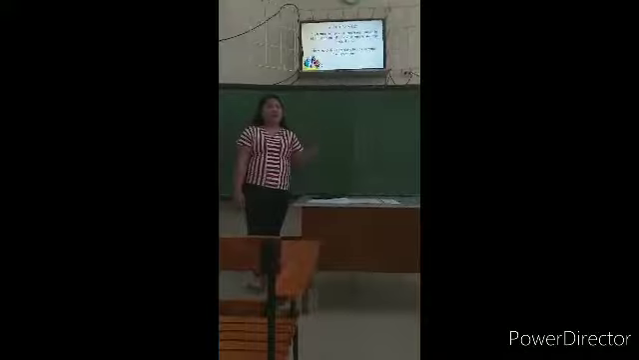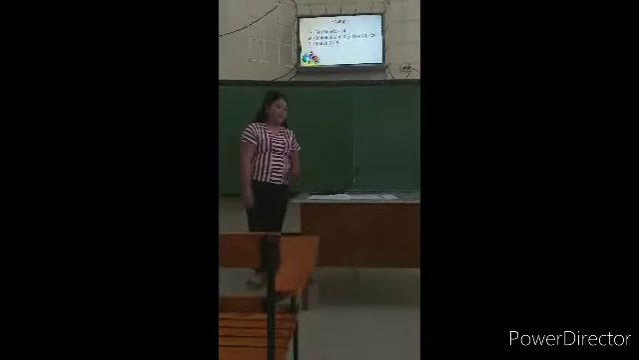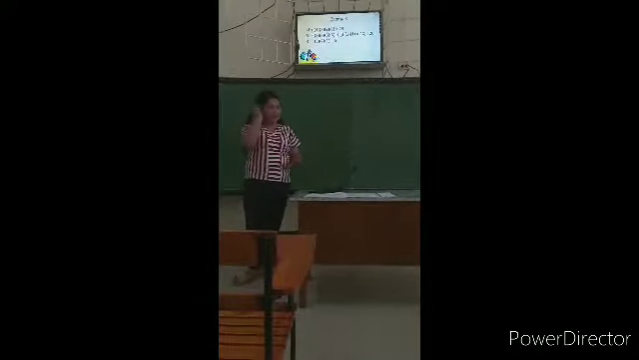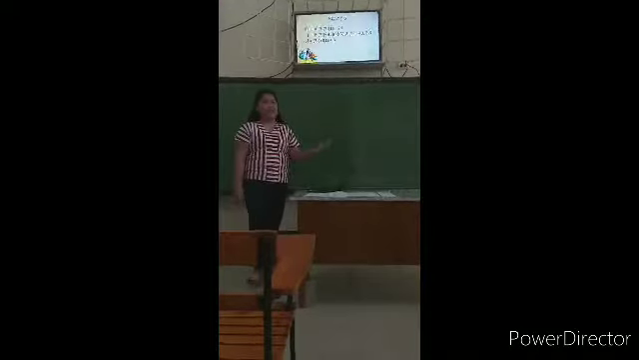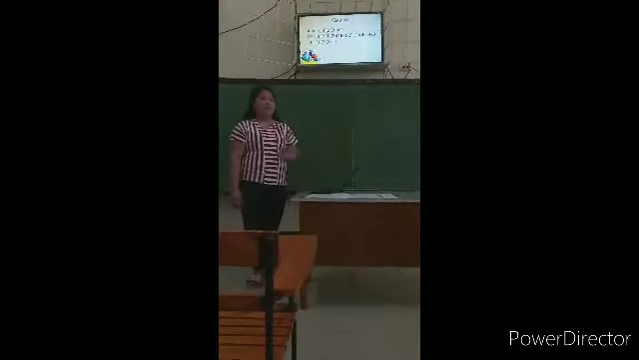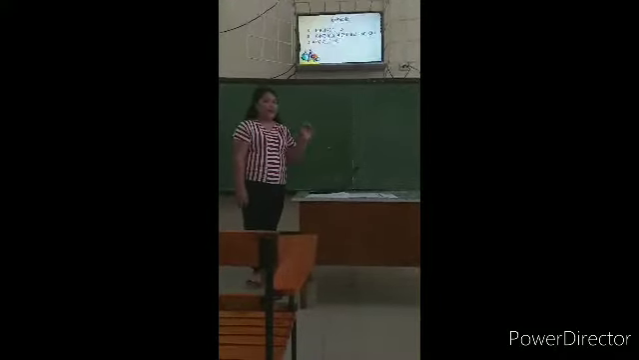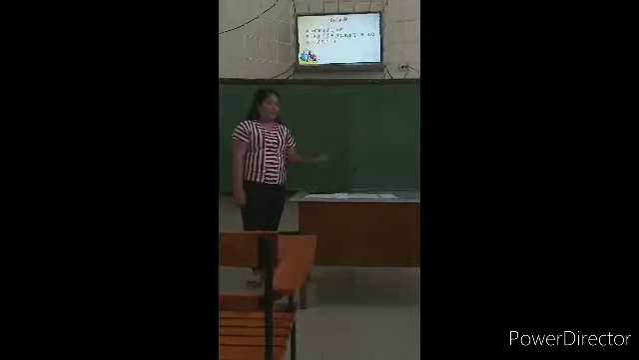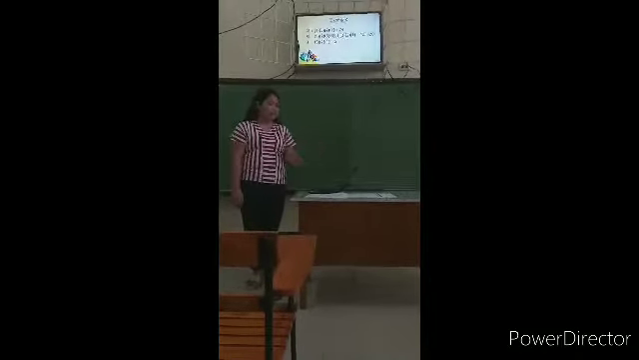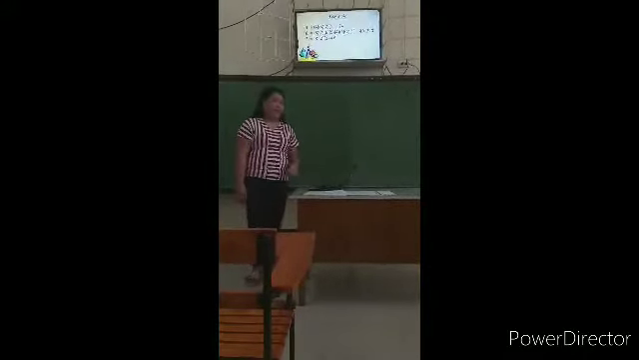Now to better understand this concept, let us have examples. First one, we have 4 factorial. We stated a while ago in the definition that the factorial of a positive integer is the product of all the integers less than or equal to that integer. So we have 4, 3, 2, and 1. So we have 4 times 3 times 2 times 1. So 4 factorial is equal to 24.